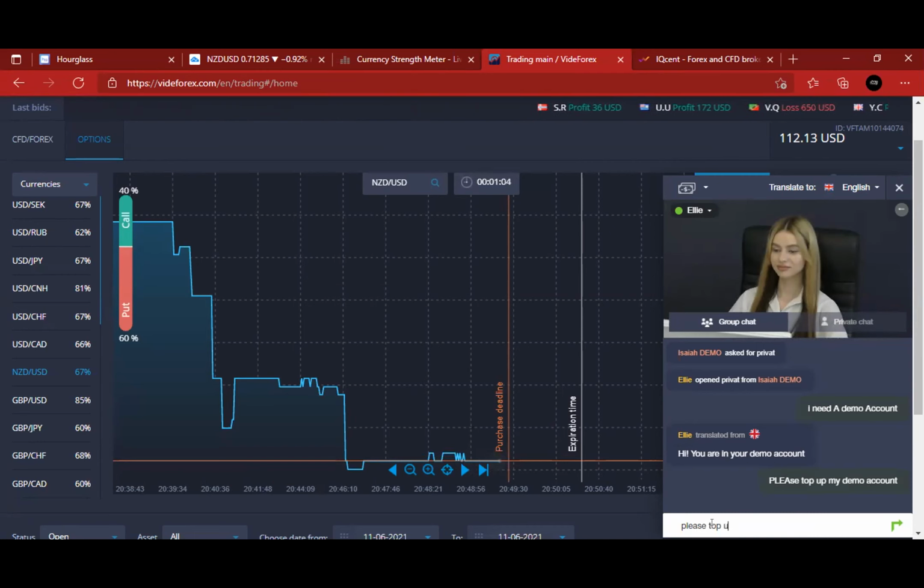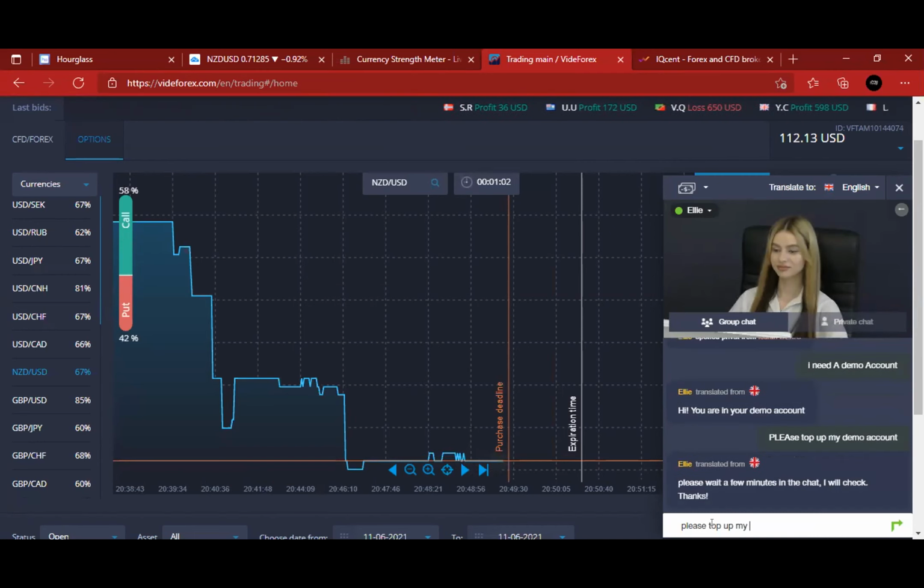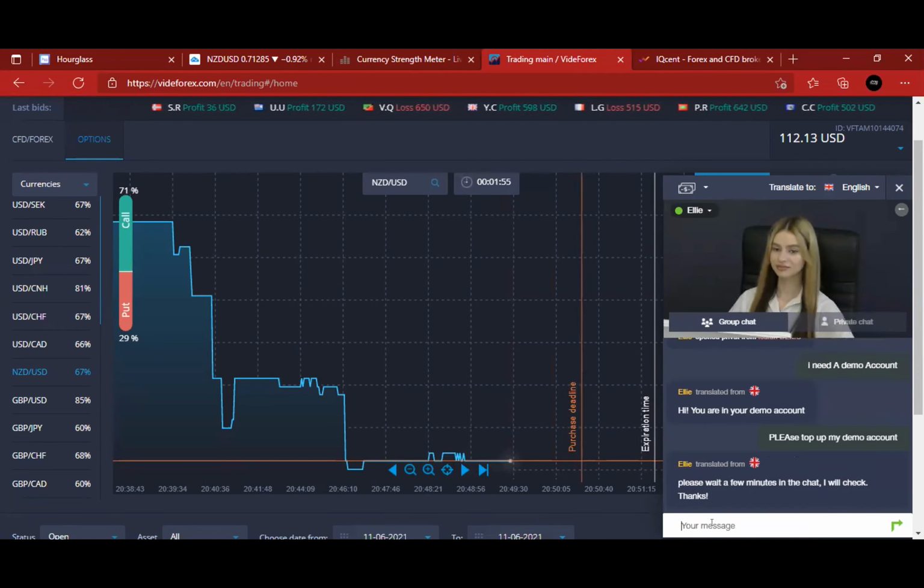So let's at least see if they are going to respond to this. Please wait for a few minutes in the chat. I will check. Thanks. So just like that. If you're trading, you over leverage, you blow your demo, you can actually top up your demo account. But trust me, it's not good to over leverage on your real account because the broker will not top up your real account for you. You have to fill it up from pocket. So please do not over leverage on your real account.